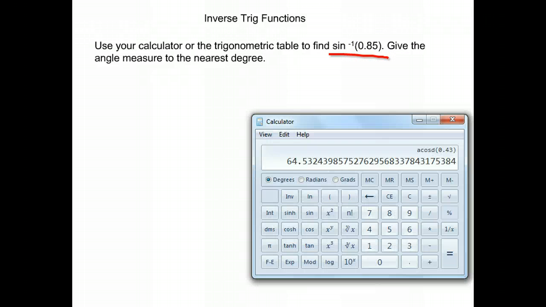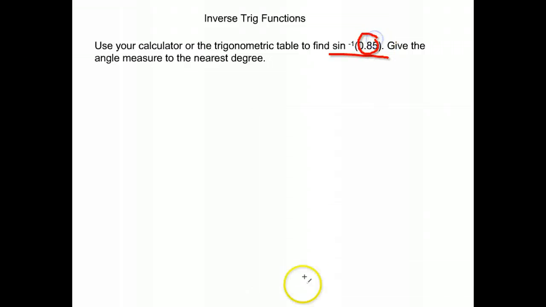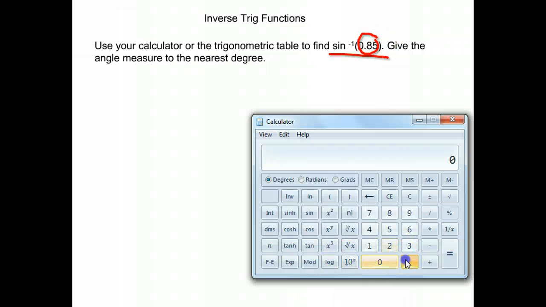And what that means is find the angle that has a sine of 0.85. So again, with a calculator, the steps you're going to take using the computer calculator. You first put in your number. Okay, so put in the 0.85. Then you do the inverse button. Anytime it has that little -1, you push inverse.